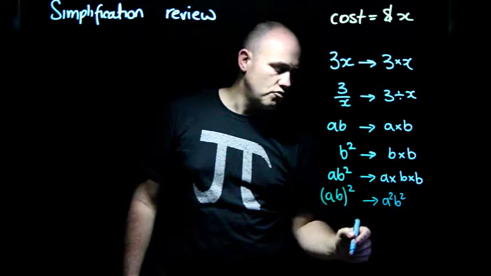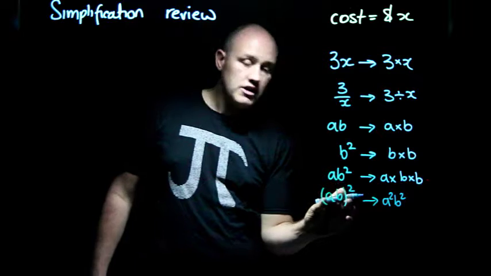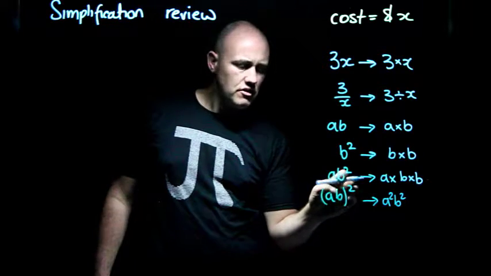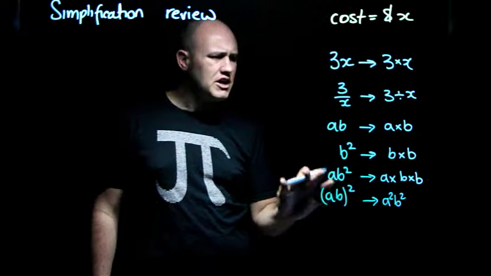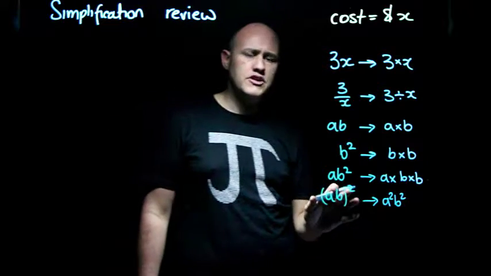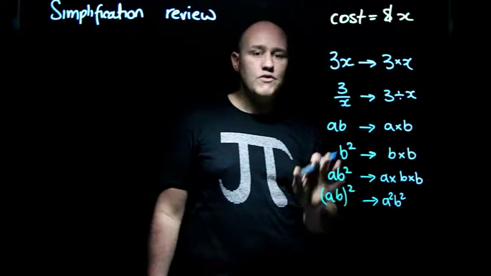It's an index law that you'll talk about a little bit later on. Because the brackets are there and because we know our order of operations, the square applies to both. So you just have to be careful with how things are written and how you deal with them. But there's a bit of an overview of that.